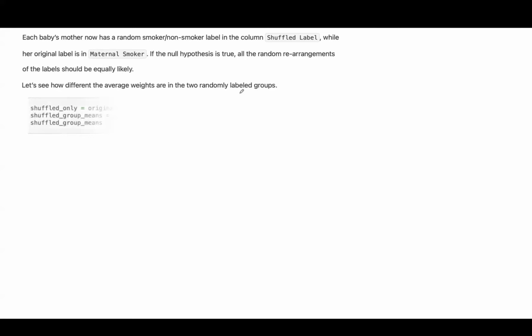So far, we saw that each baby's mother has a random smoker, non-smoker label in the column shuffled label, while her original labels are in maternal smoker. If the null hypothesis is true, then all the random rearrangements of the labels should be equally likely. Let's see how different the average weights are in the two randomly labeled groups.